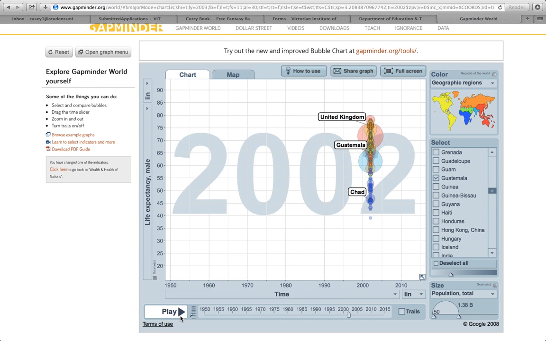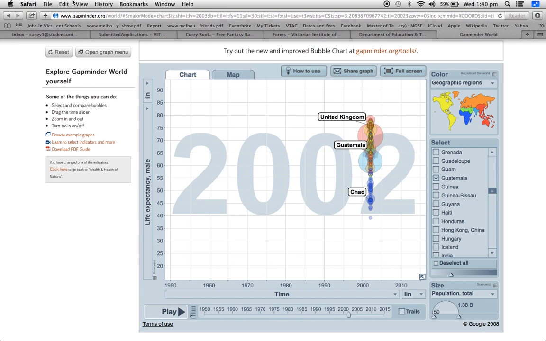Very nice. Good. I don't think we do that. Ah, I can tell. I've never even used Gapminder.